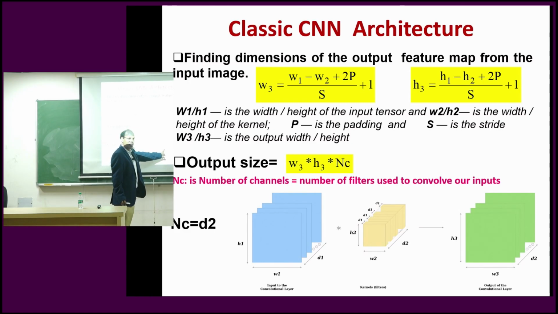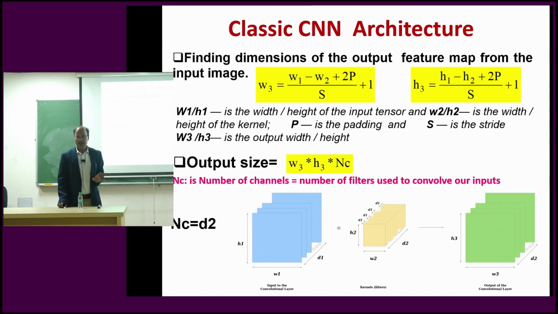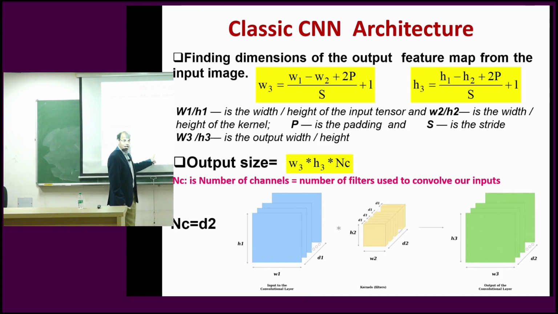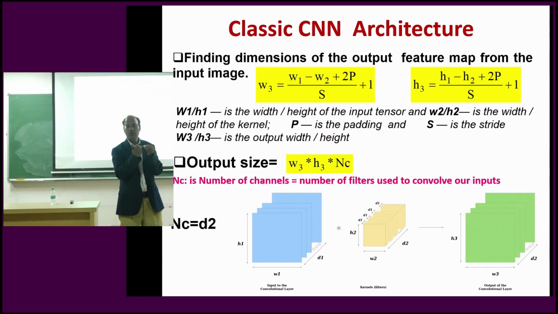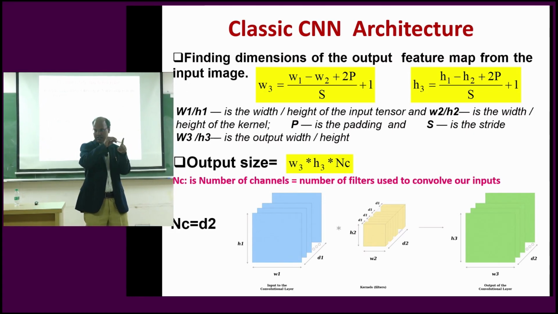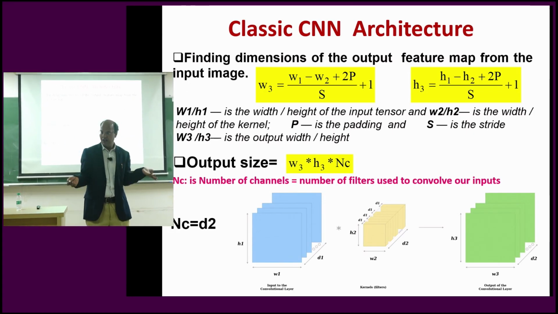If you are using D2 kernels, the convolution layer will be extracting D2 such different features. Why will different features happen? Because there is a weight associated with the kernel when doing operations. This weight initialization is random, and if you are using ReLU activations, it will be a He normal distribution. So every time you use a kernel, the weights will be different, and the weights being different, the features will be different.